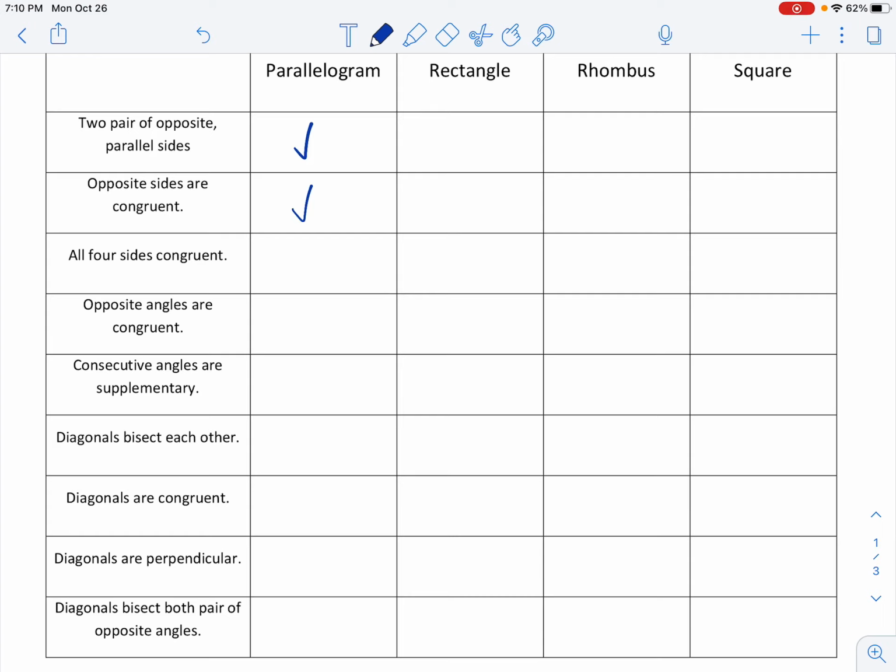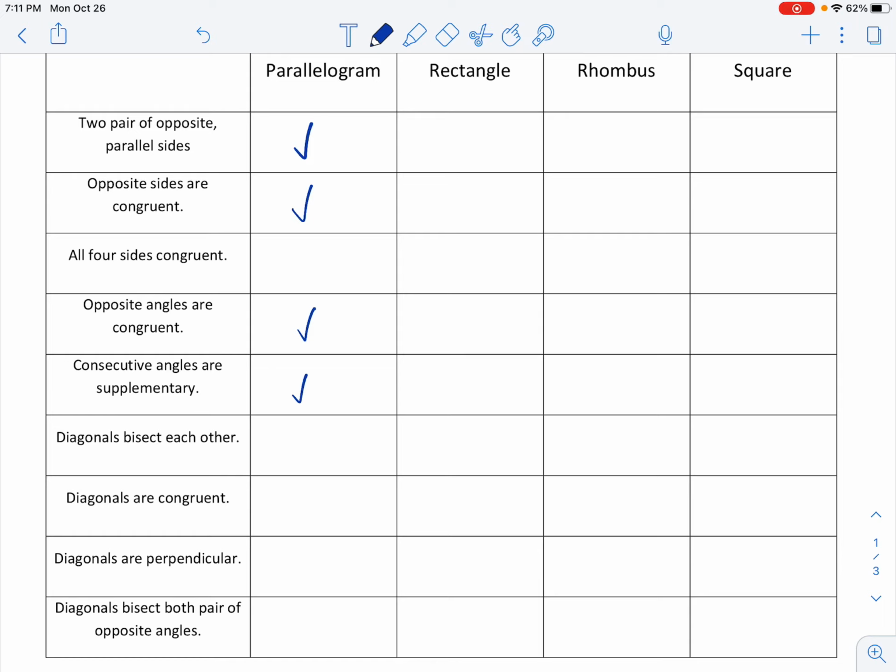Now, in order to be a parallelogram, do you have to have all 4 sides congruent? You do not. In a parallelogram, only opposite sides have to be congruent. How about the next one? Opposite angles are congruent. That is true again for a parallelogram. All right, the next one, consecutive angles are supplementary. That is correct.